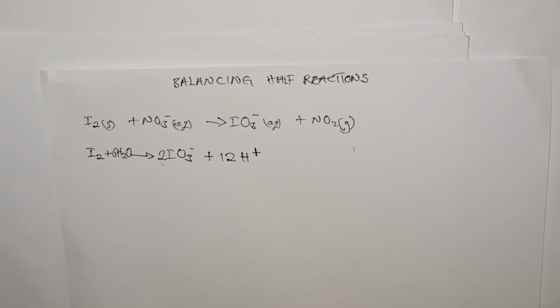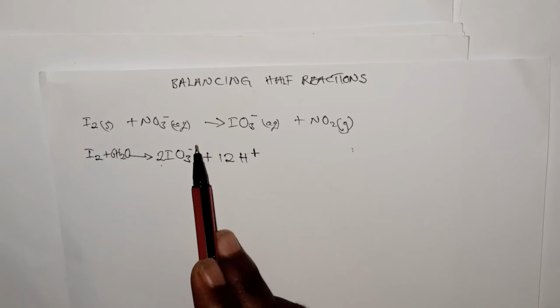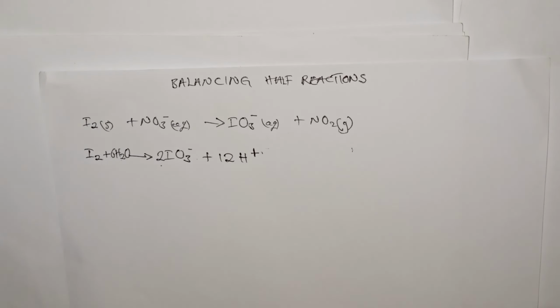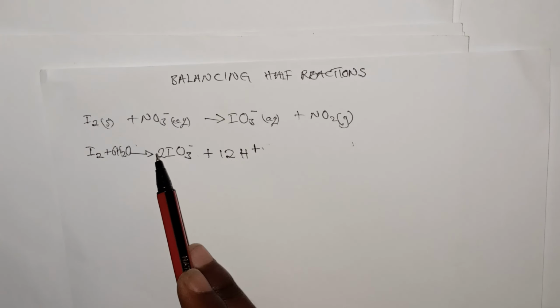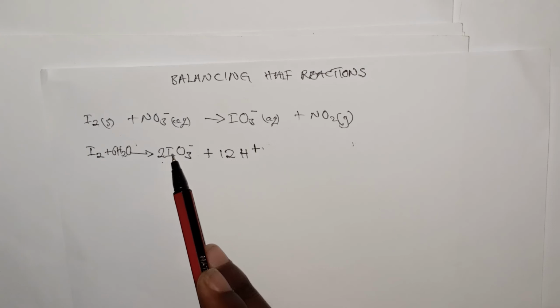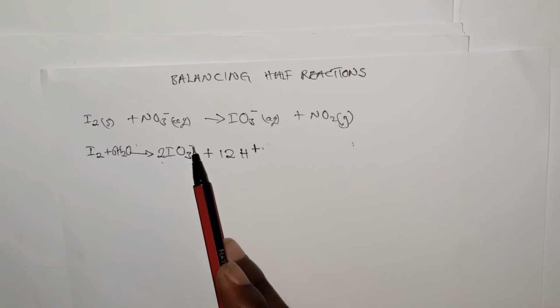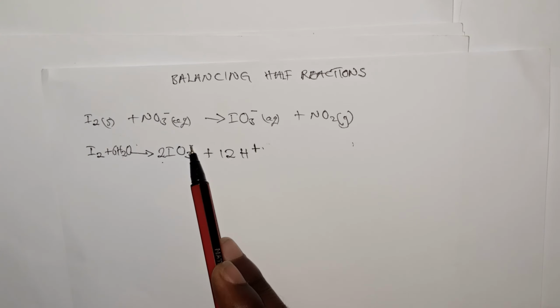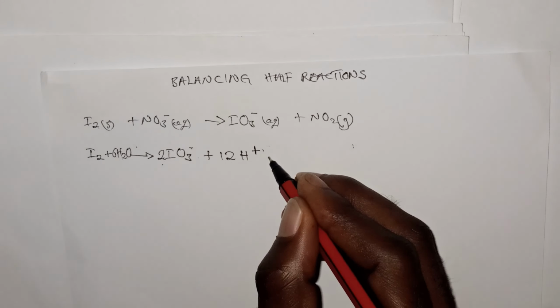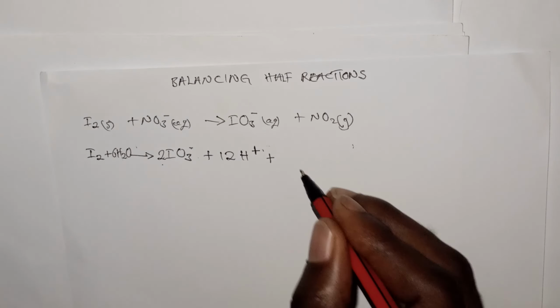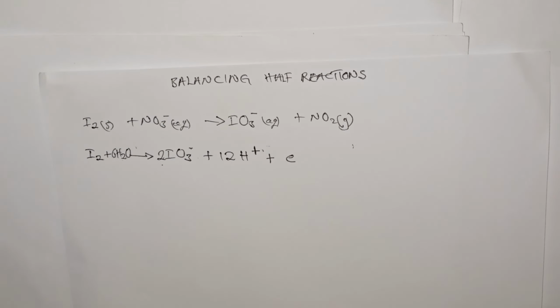So the number of atoms have been balanced, but one thing that is not balanced is the charges, right? Here we have 0 charge, but here we have 12 minus 2. We are saying minus 2 because here there is a 2 and here there is a negative. So what we have to add is the electrons. We are going to add the electrons on the side which has more positive charges.